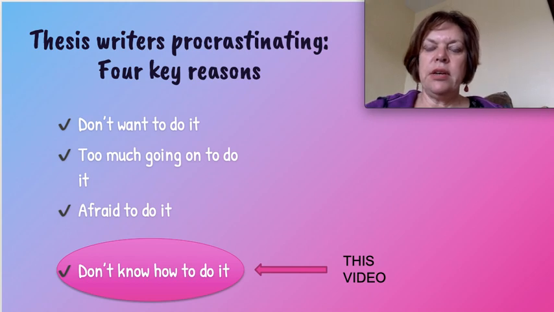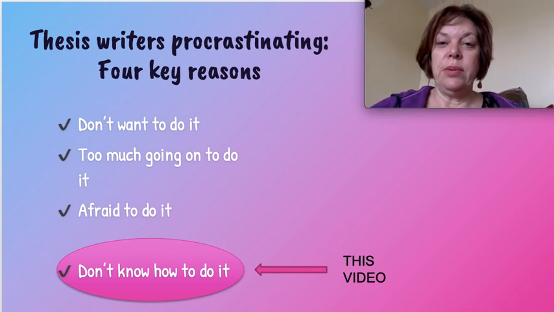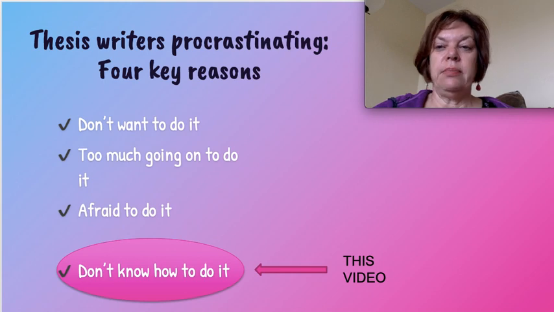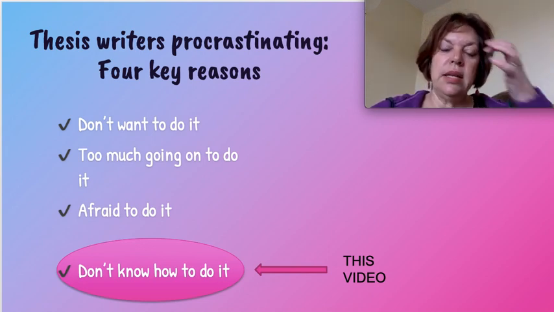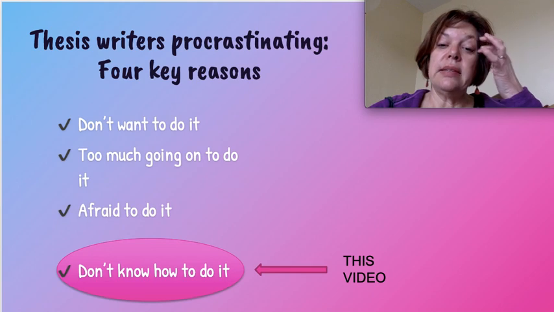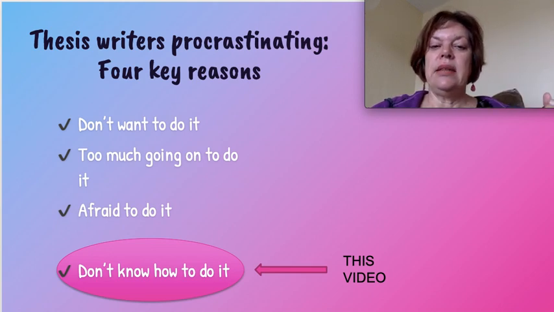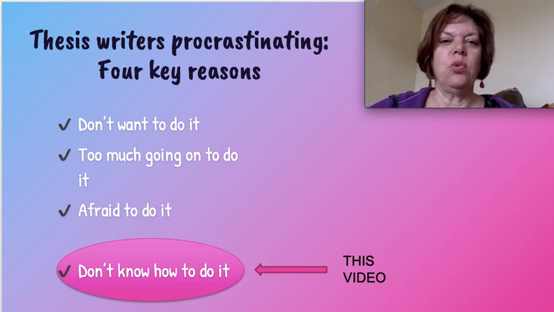So in the previous videos we've looked at the main reasons for a lack of motivation and why we procrastinate. "Don't want to do it" was about having no motivation and what to do about that. "Too much going on to do it" was about the distractions that we often face, and "afraid to do it" is about working in this critical environment. So in this video what we're going to look at is "don't know how to do it," and this is about the formats and structures of academic writing or thesis writing.